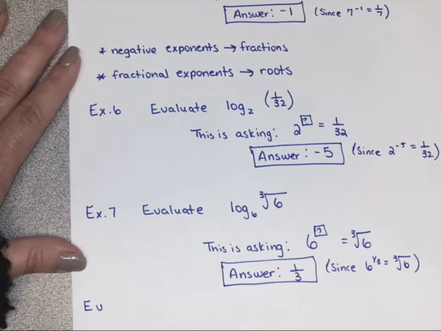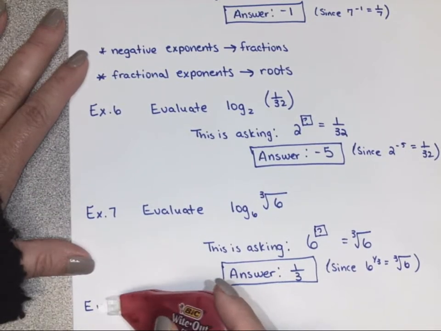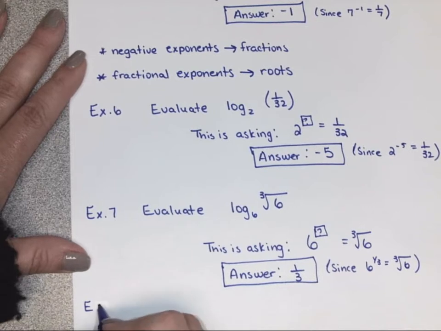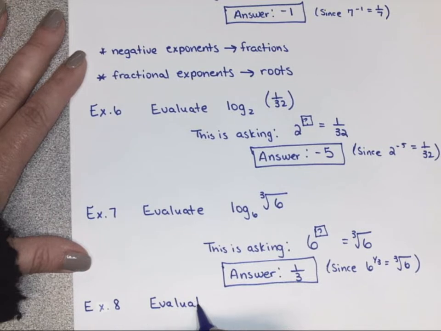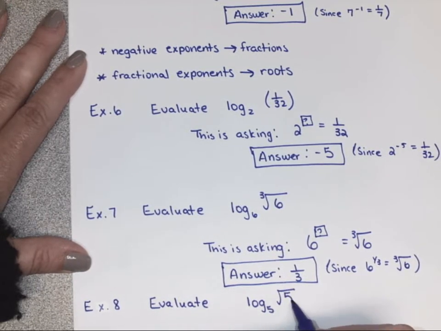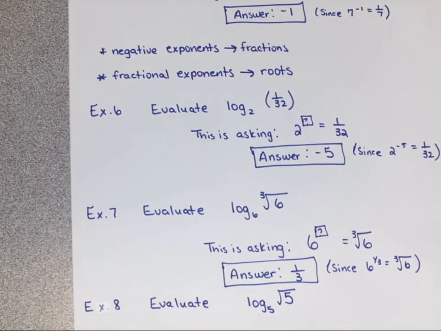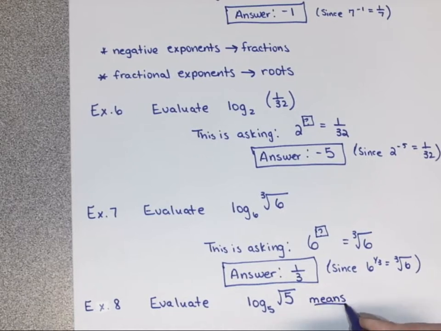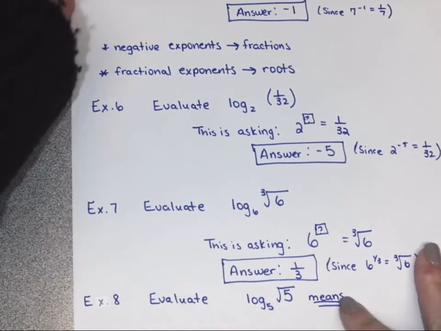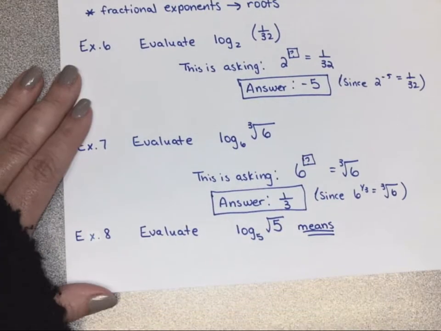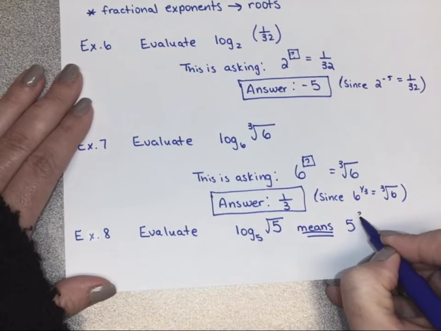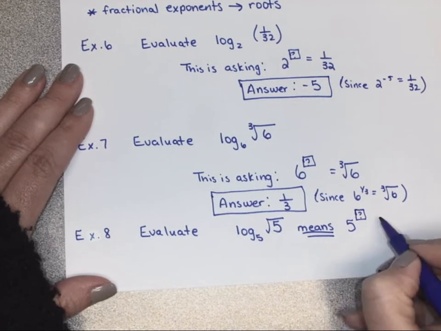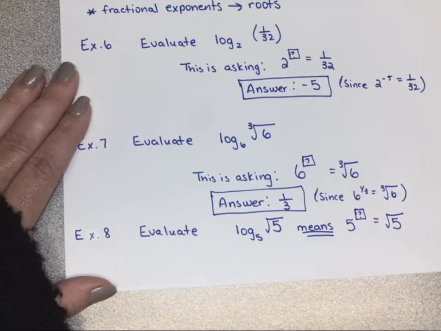All right, so one more. And then we're going to talk about some just general rules we can know. So log base 5 of the square root of 5. Okay, so what does this mean? If you're going to rewrite what it's really asking, what does it mean? Yeah, what exponent do you need to raise 5 to give you an answer of square root of 5?